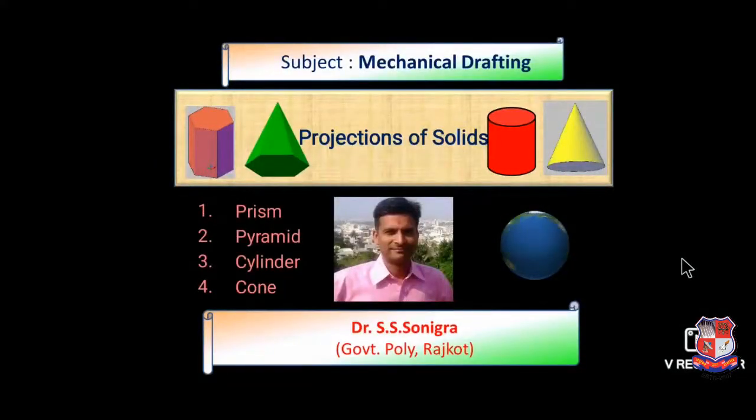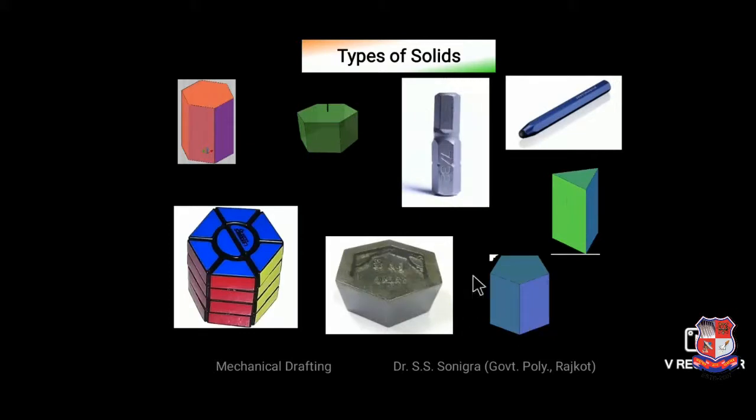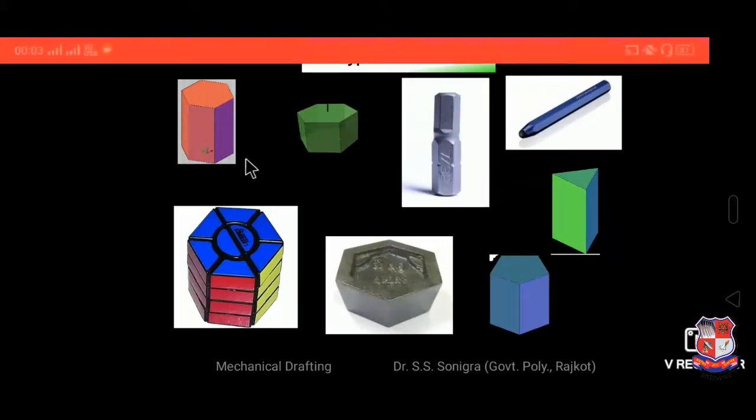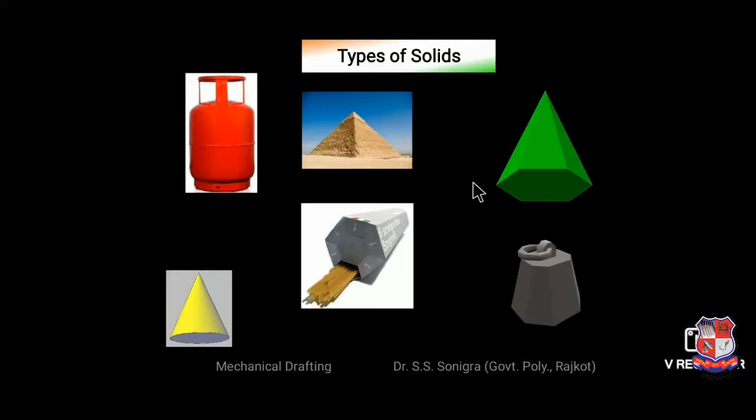Hello friends, in this session we will discuss projections of solids, that is prism, pyramid, cylinder and cone. Types of solids are shown over here. These are various regular solid shapes: this is a hexagonal prism, this is a pentagonal prism, a triangular prism, a hexagonal prism and so on. And these are some day-to-day usage objects of various solids. This is a hexagonal pyramid, and these are different regular solid shapes that we see in our day-to-day life.